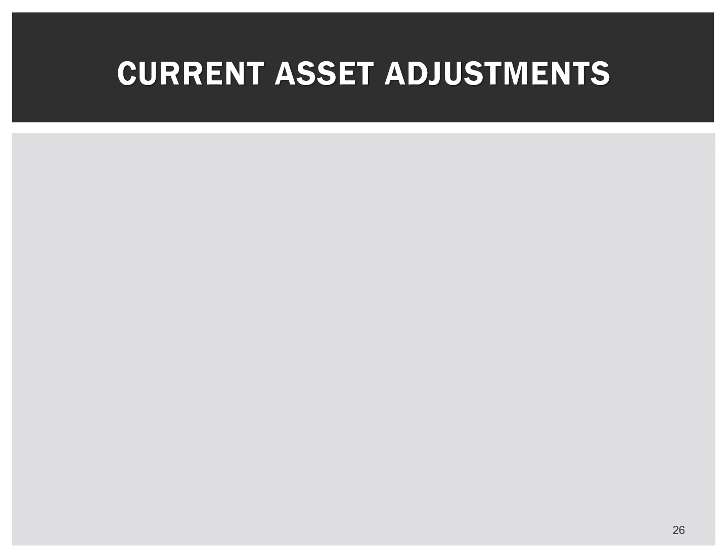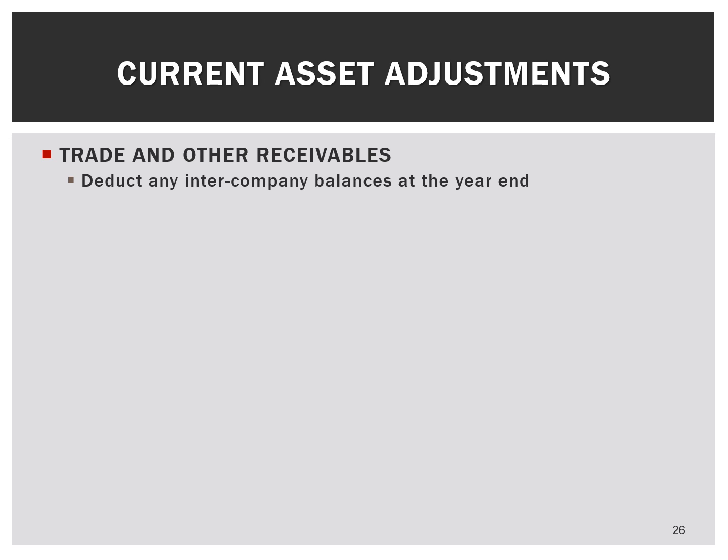If we then move on to current assets, the trade and other receivables figures, usually those can just be added together, but remember we need to eliminate any intercompany balances that are included in the individual accounts at the end of the year.